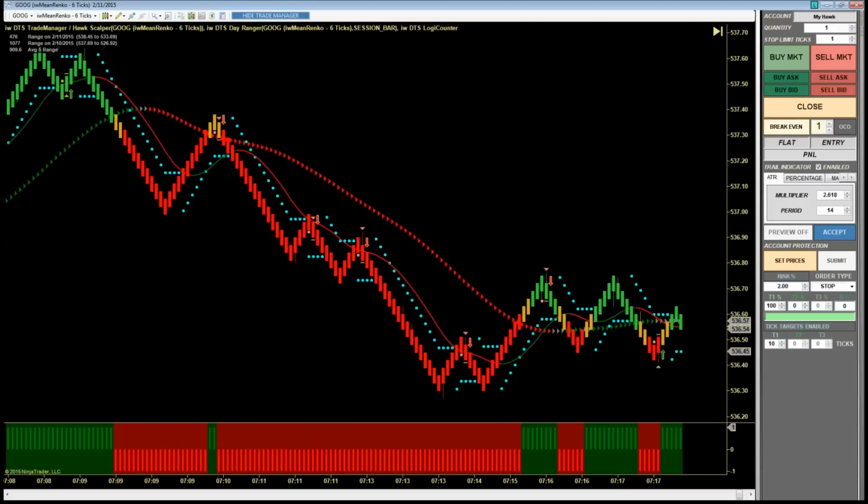Here's the first micro-macro cross to the upside. First micro-macro cross to the downside. So lots of opportunities here.